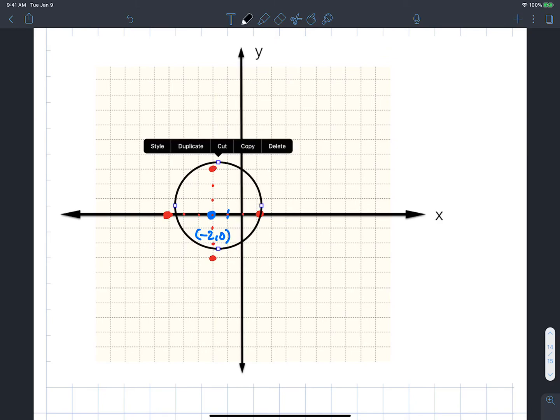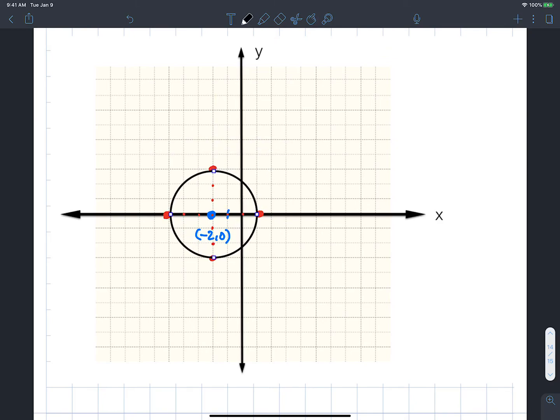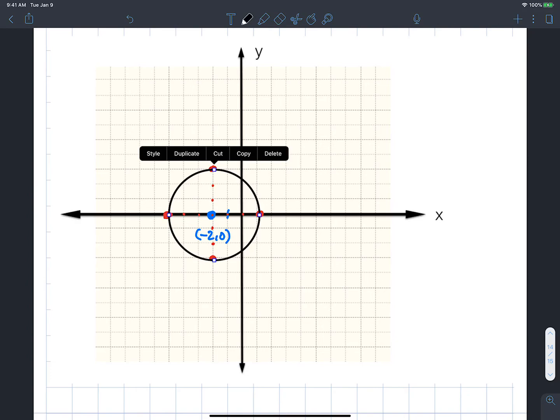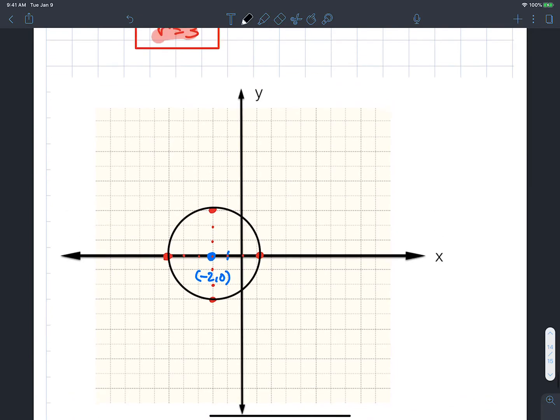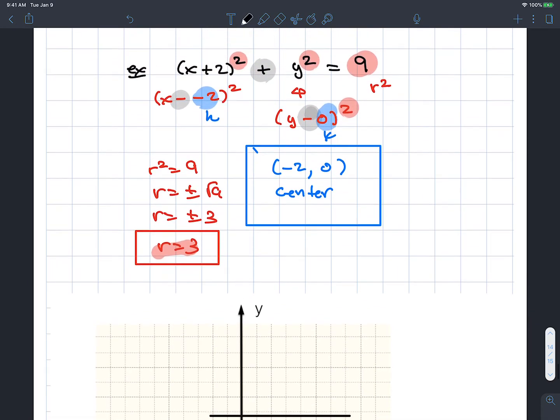And I like that. It draws a circle. Just have to bring it over. There we go. Anyway, that looks okay. Maybe something like that. Okay, so there you go. Center at -2, 0, radius is 3. So that's how we go about finding some of these values.